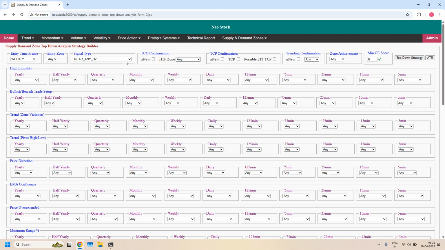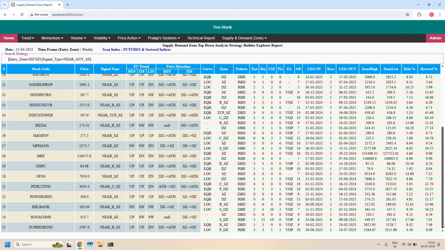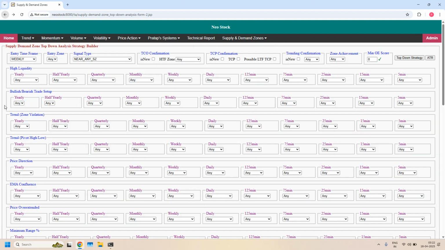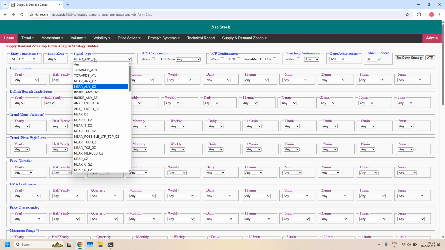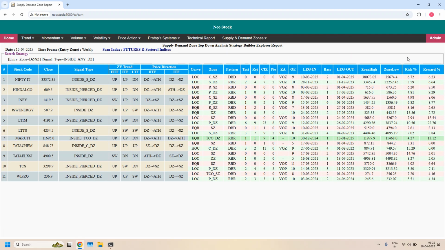Next, for weekly time frame, stocks near weekly supply zone. First 15 stocks in the list. Scrolling the list down. So total 25 stocks are filtered. Okay, next. Price closed inside the weekly demand zone. We got 11 stocks.